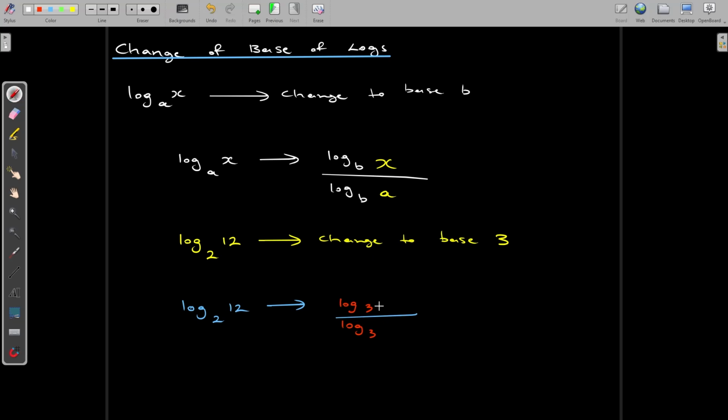And what goes in the numerator beside this one? The 12. And the 2 would go down here. So that's a simple procedure in which we change the base of logs. Whatever is in the number position goes at the top. Or you can even draw a line through it like this. This one goes at the top, this one goes at the bottom.